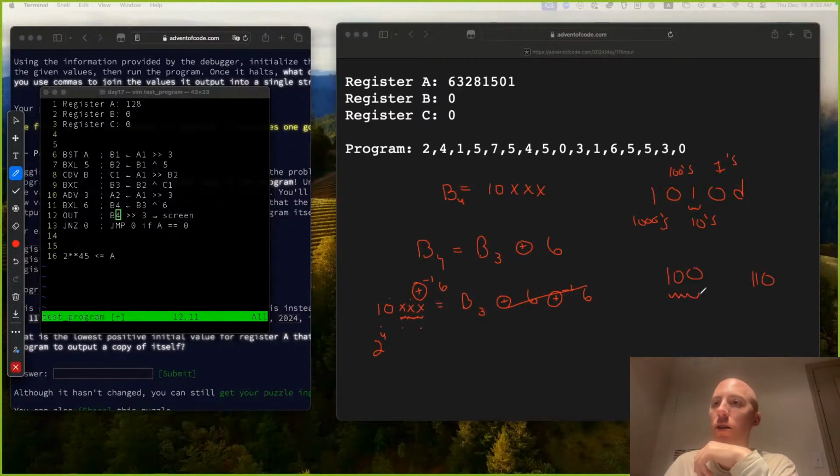Both of these are divisible by 10. In fact, any number including or to the left of the tens place is going to be divisible by 10, because 10 divides 100, 10 divides 1,000, whatever.